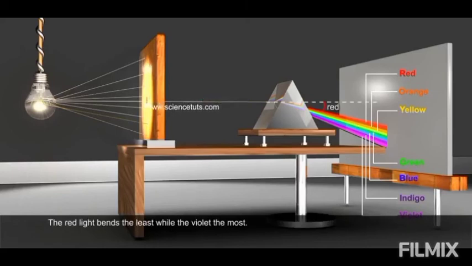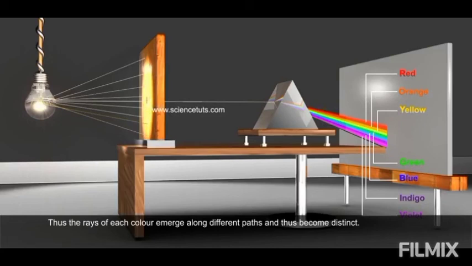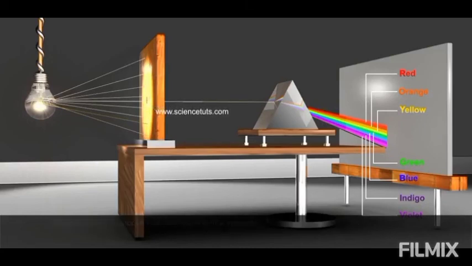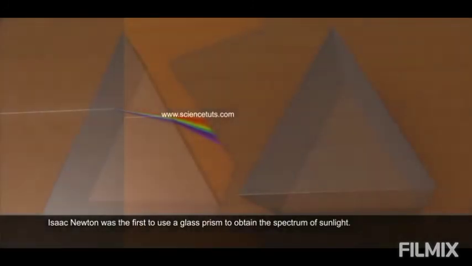Different colors of light bend at different angles with respect to the incident ray. Here you can see the red light bends the least, only a little bit, and the violet light bends the maximum. It has gone downwards, and red is in the upward position. So distinct colors can be observed.